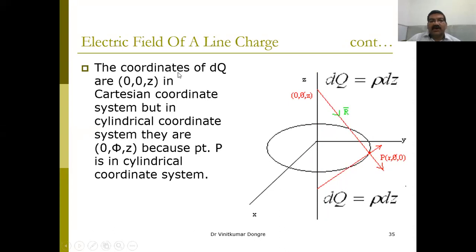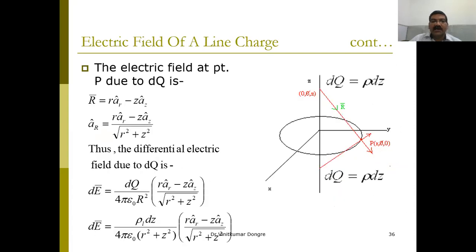The coordinates of dq are 0 0 z in the Cartesian coordinate system, but in the cylindrical coordinate system they become 0 phi z, because point P is in the cylindrical coordinate system. So we have converted to 0 phi z. Here, 0 0 z is in the Cartesian coordinate system, and 0 phi z, which is written in the diagram, is in the cylindrical coordinate system. So we can use any one coordinate system. Okay. Now the cylindrical coordinate system is decided.